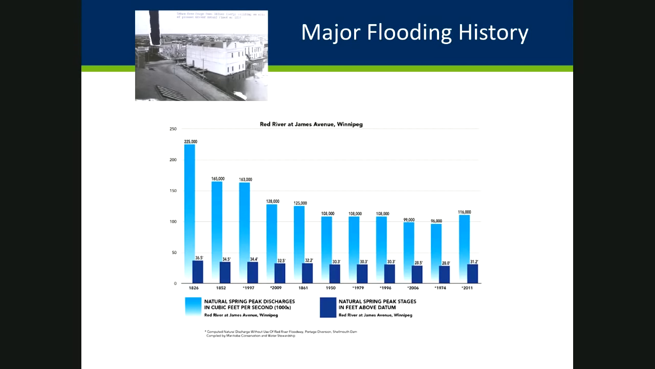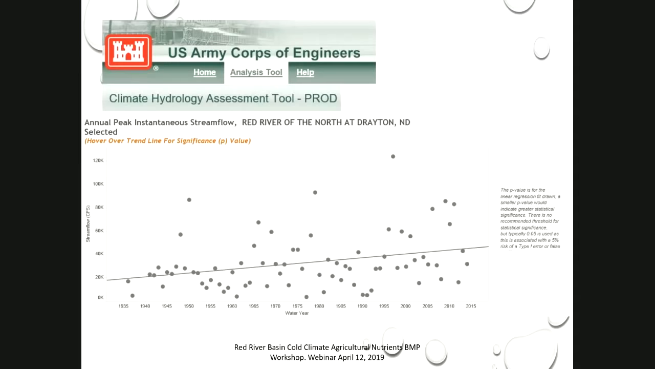And longer term trends, and maybe Rochelle will talk to this a little bit, have shown that the basin has gone through major cycles of wet periods and dry periods throughout its history. Okay, and I don't know if anybody else has seen it, but there's a climate hydrology assessment tool that the Corps has. This is an annual peak flow at Drayton. We've seen peak flows increase, again, consistent with that last slide showing major floods. The major floods have become more frequent, especially since the 1990s.